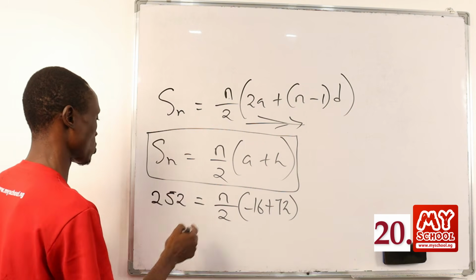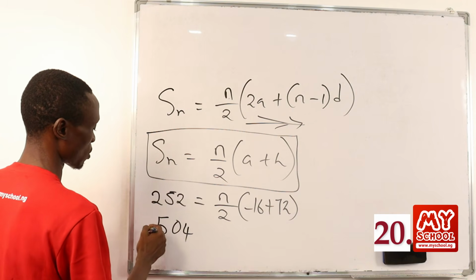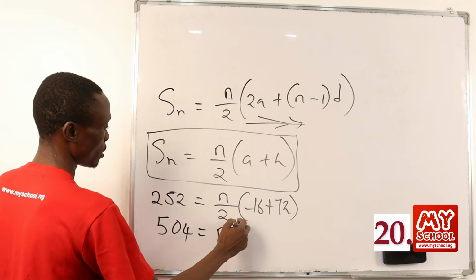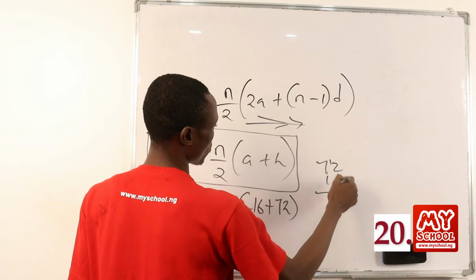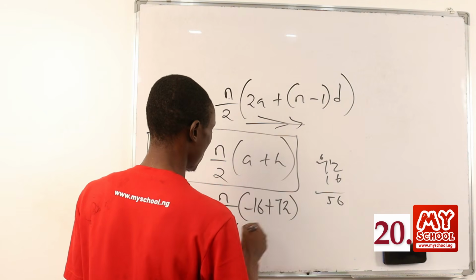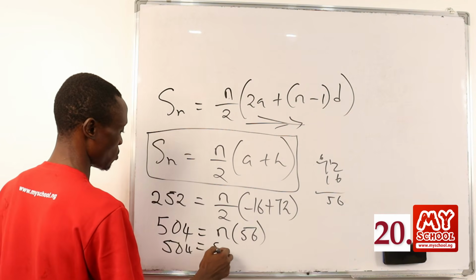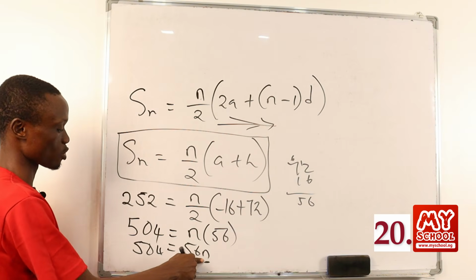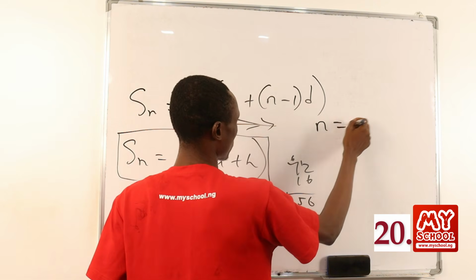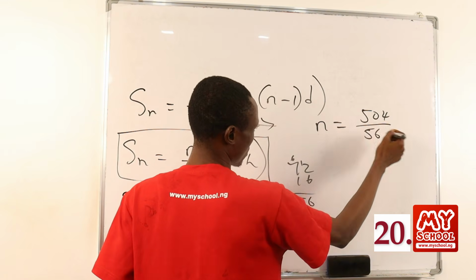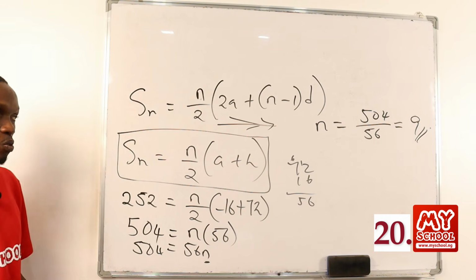So we can cross multiply. If we cross multiply, we have 504 on the left, equal to n times minus 16 plus 72, which is 72 minus 16, that is 56, okay? So here we have 504 is equal to 56n. We are looking for n, right? So we divide both sides by 56, which is the coefficient of n. So n is equal to 504 divided by 56, and this is equal to 9, okay? So the value of n, or the number of terms, is equal to 9.